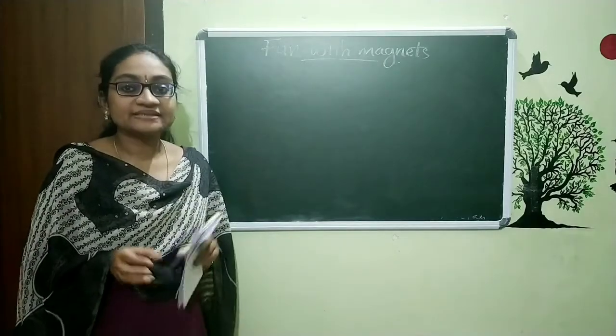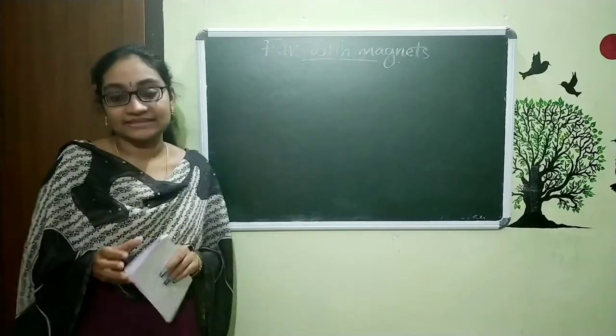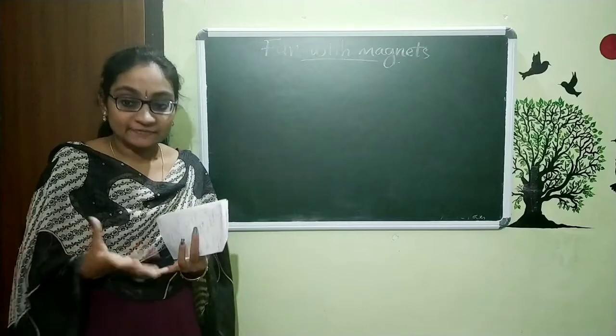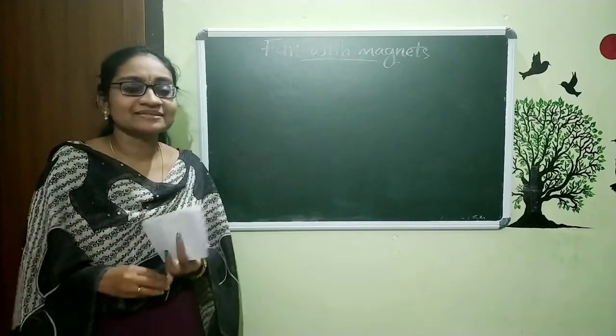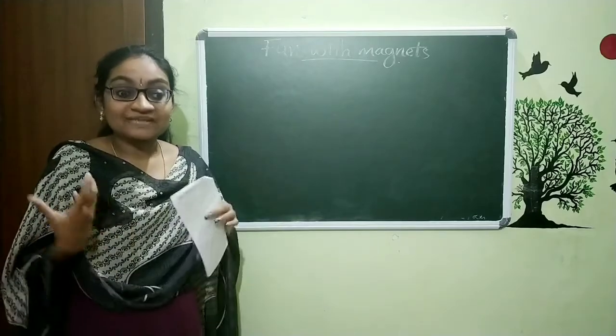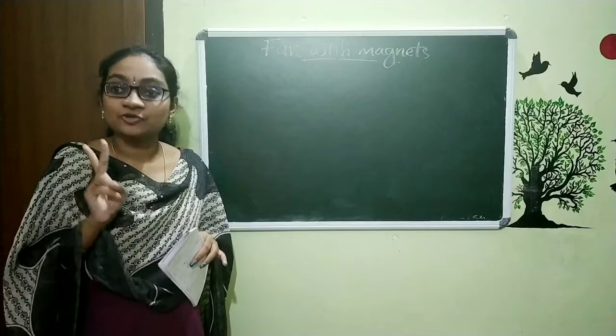In the last class, we started this chapter and discussed some things regarding magnets. We studied the history, how the magnet was invented. It is actually some myth, but still we studied that. Then we studied what a magnet is, which substances attract a magnet, and we classified materials into two.